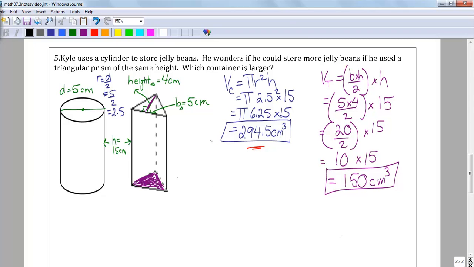So because it's a word problem, you'd say the cylinder has more volume.